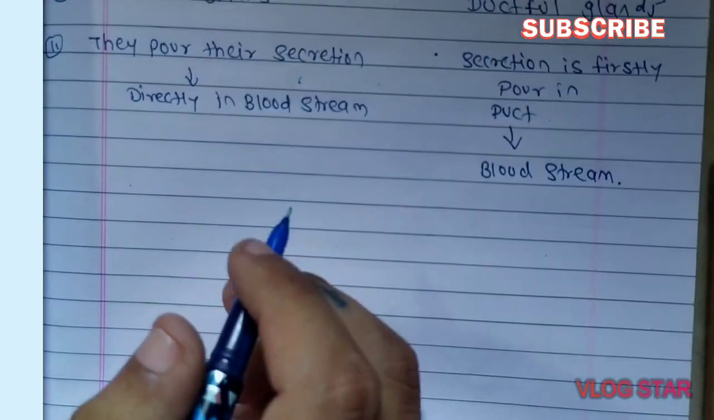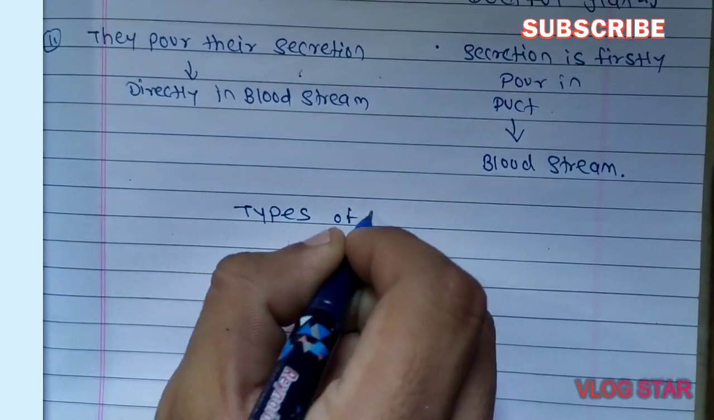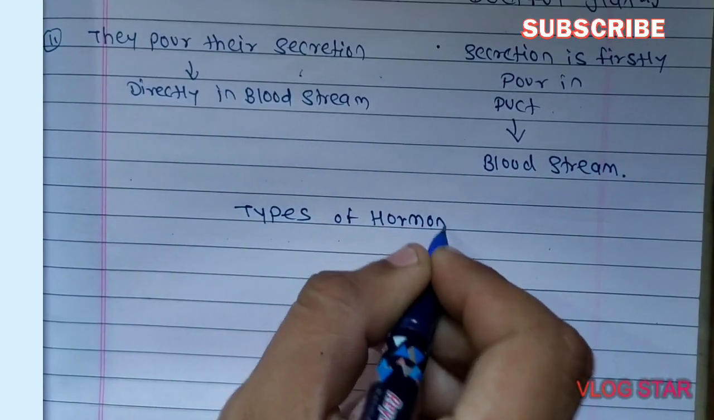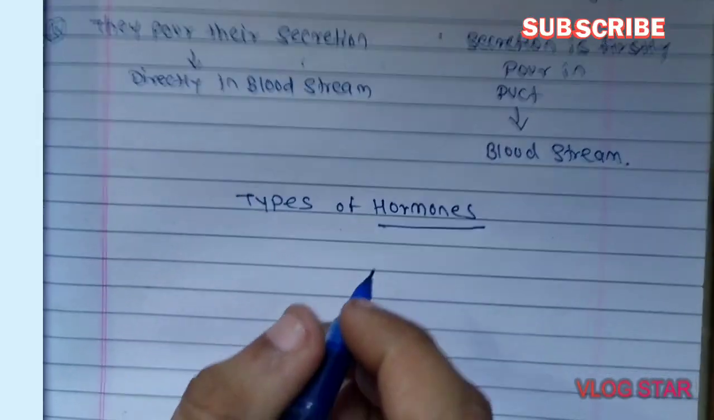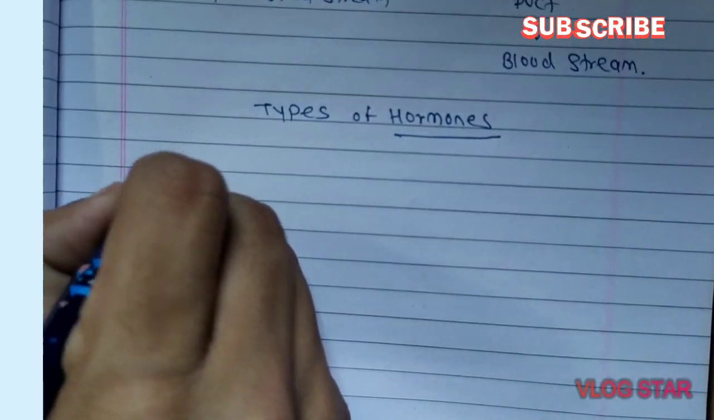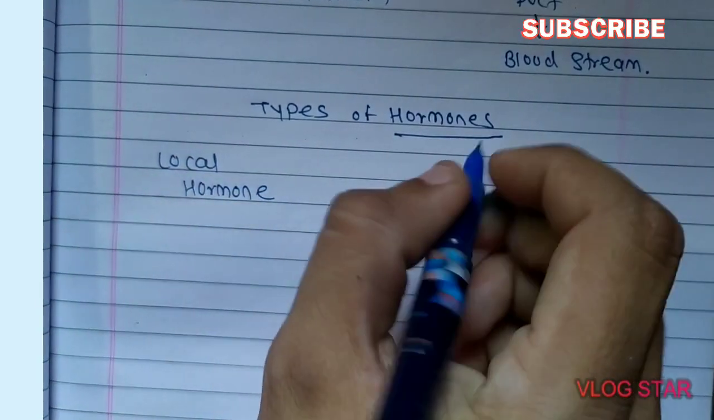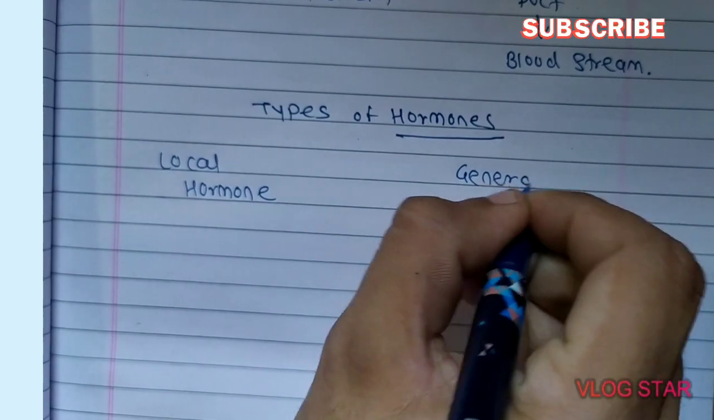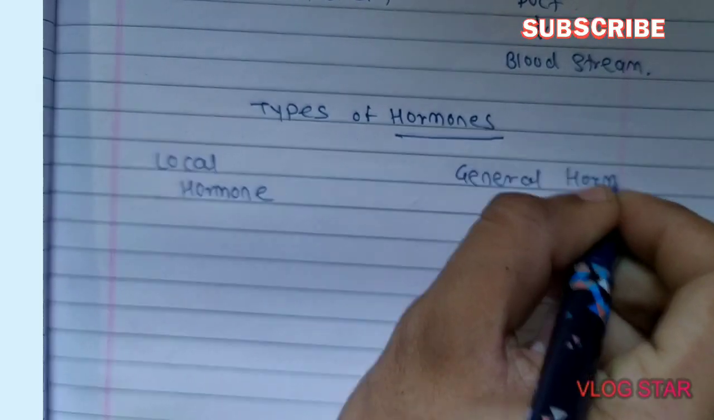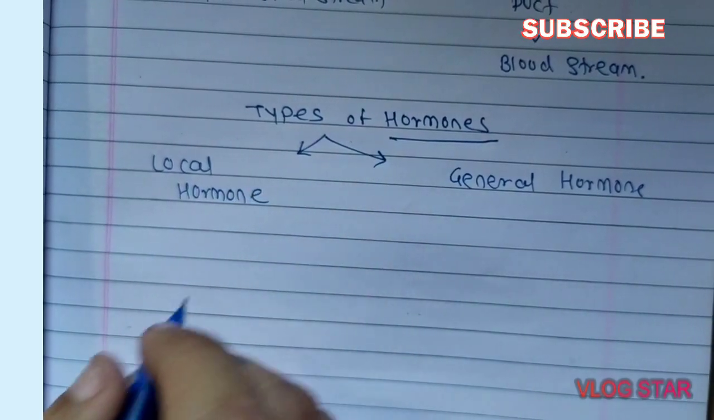Now let us talk about the types of hormones. Usually there are two types of hormones. First is the local hormone and second is the general hormone.